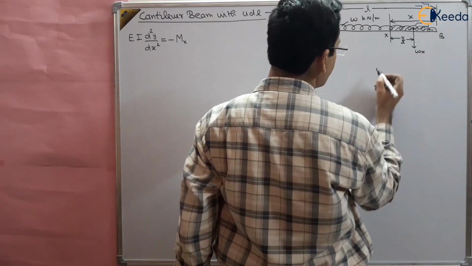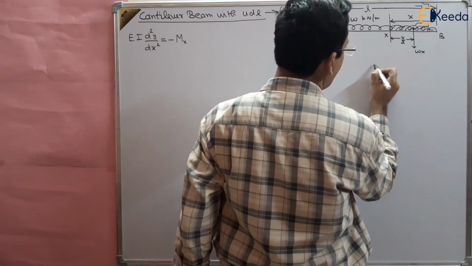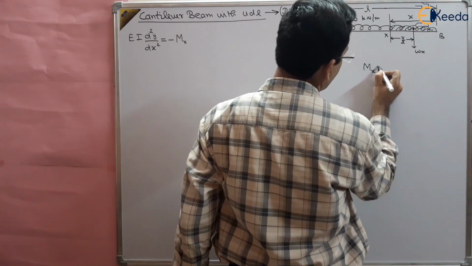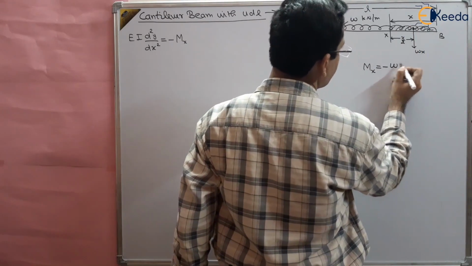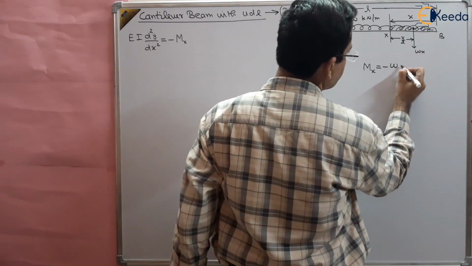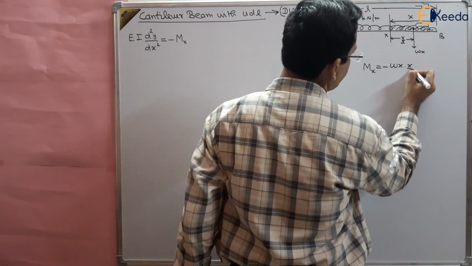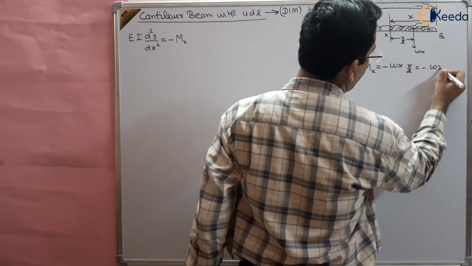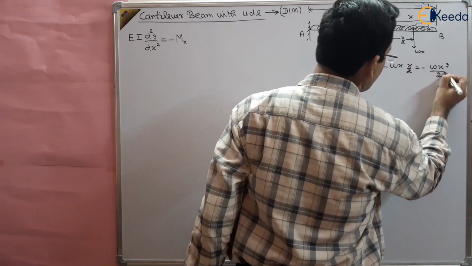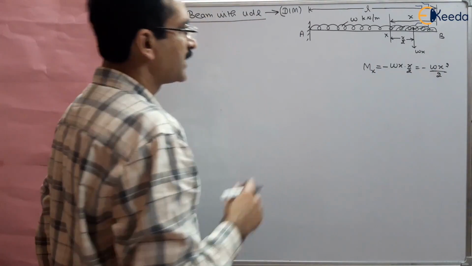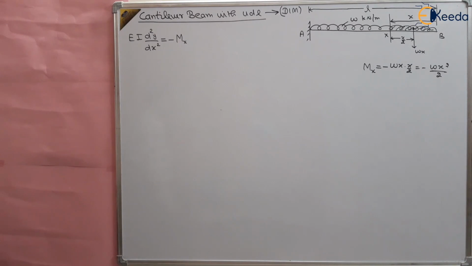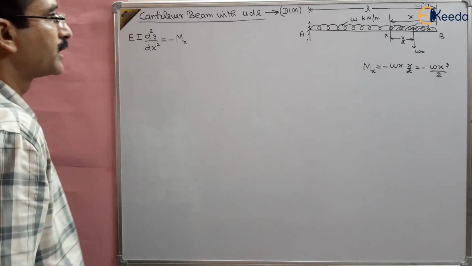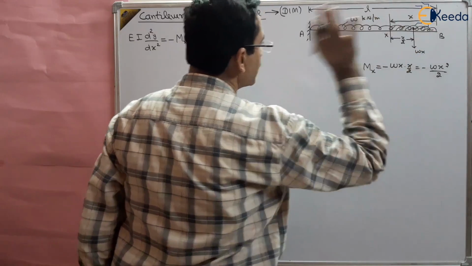So moment Mx will be equal to wx multiplied by x by 2. So minus, because it is a hogging bending moment, minus wx multiplied by x by 2. So this will be equal to minus wx square by 2. So this is the bending moment at a distance x from the free end, right? This is valid for the entire beam from B to A, because there is no other load in between.